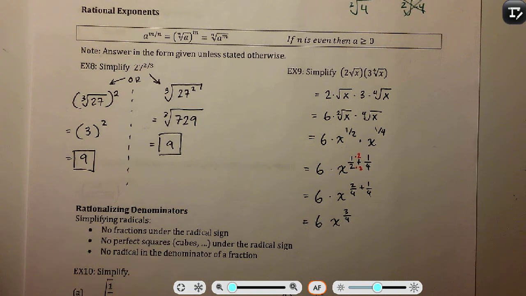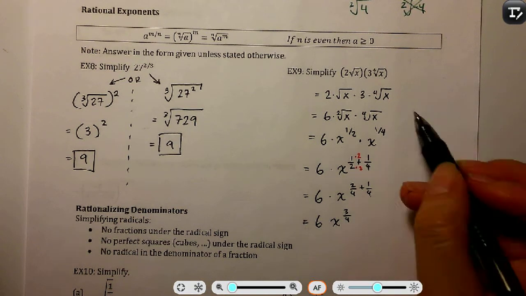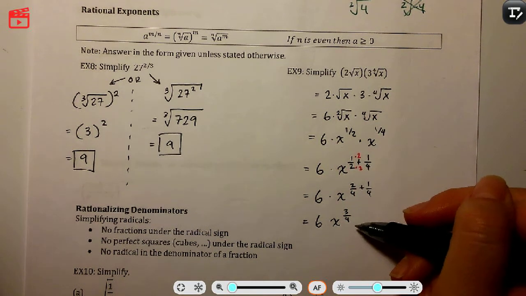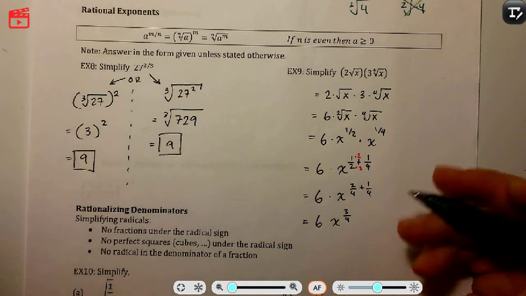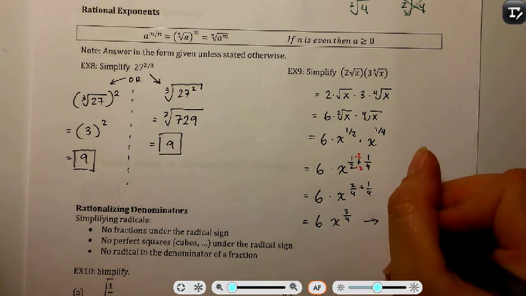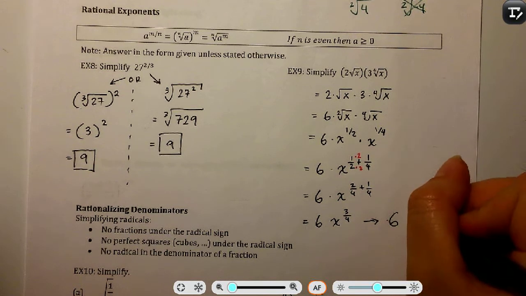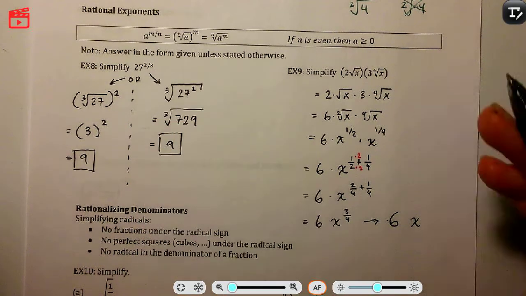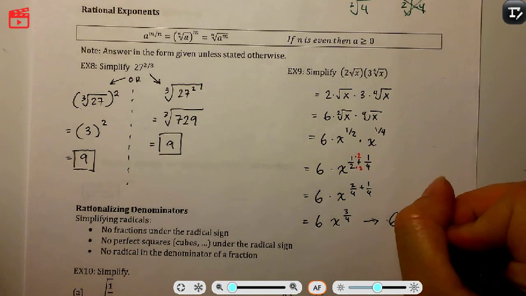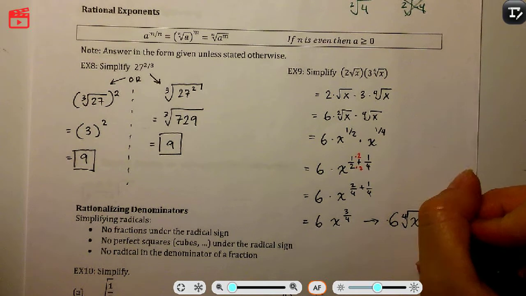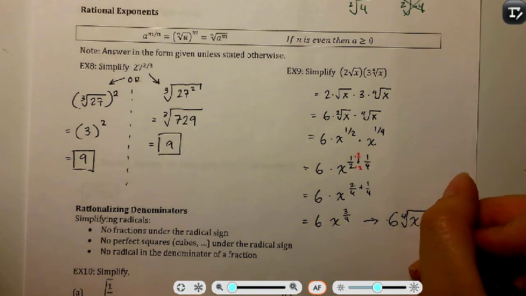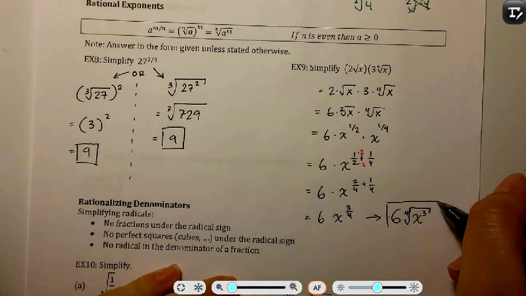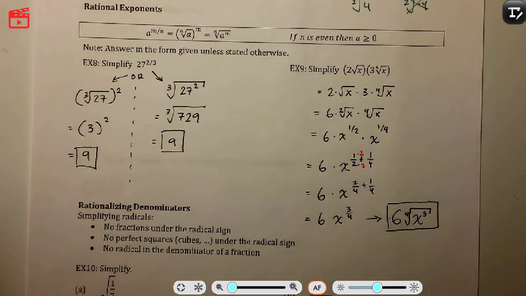Okay. Now the problem here is that the given form was radical, but my answer is currently an exponential. So I'm going to go ahead and switch back to the radical form because that's what I was given. So switching back to the radical form, that's going to be, let's see, the bottom number is the radical. So that's going to be fourth root. And the top number is the power. So there we go. We have answered in the radical form because it was given in radical form.